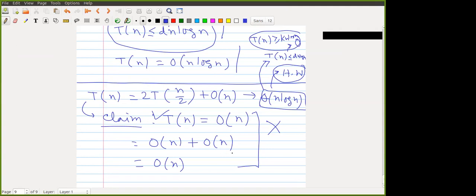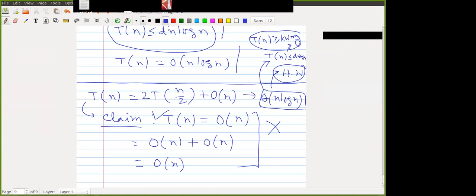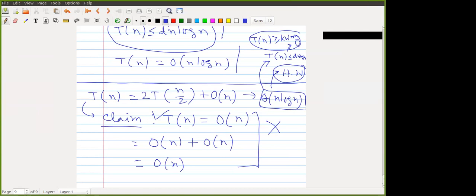Now let's come back to what I was saying. Someone claims this is order n, so order n plus order n. So what went wrong? This is certainly not true. So what is happening? What is the bottleneck? Any idea? You don't have to be right, just shout out any kind of idea.